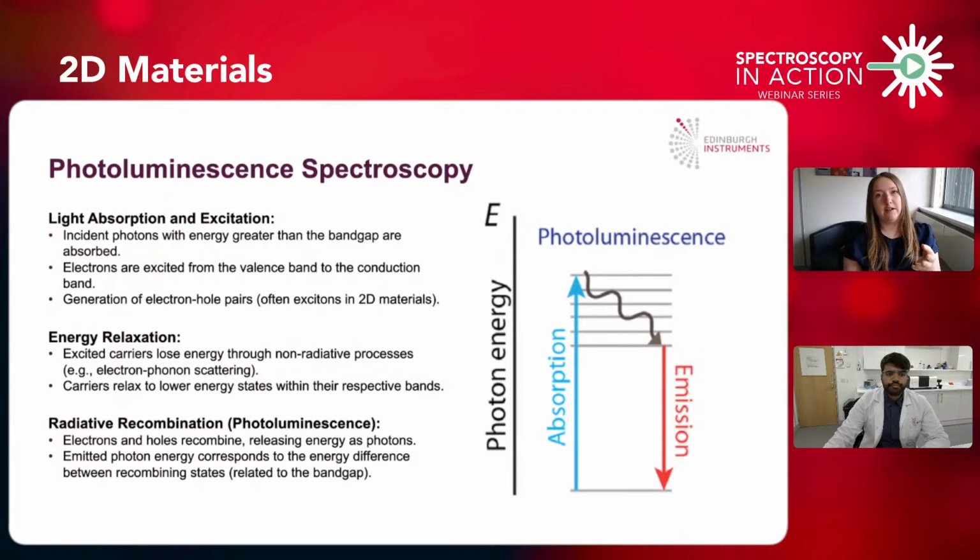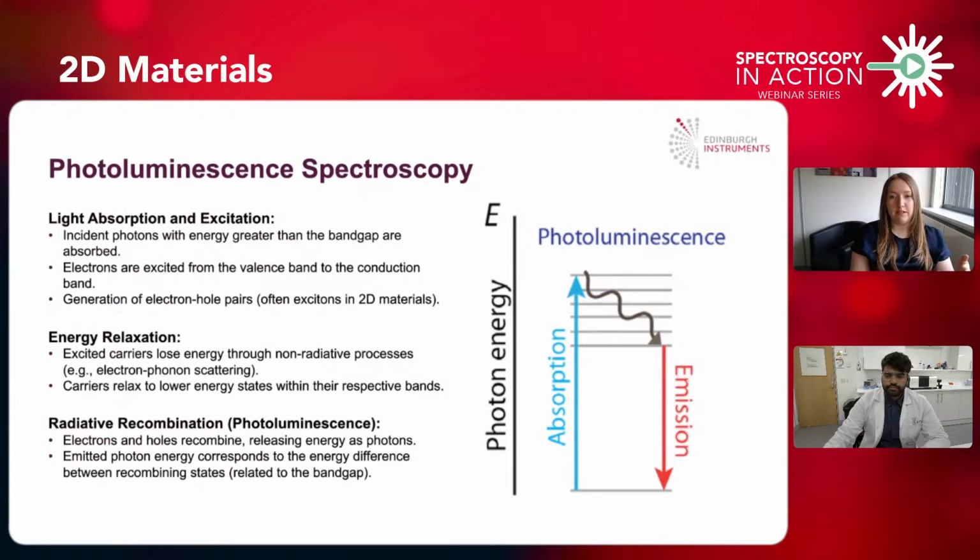Subsequently, these excited carriers will undergo relaxation. They're going to rapidly lose energy through non-radiative processes until they reach a lower energy state. The final step, which is our photoluminescence, is radiative recombination. Here the electrons and the holes recombine and they release some energy as photons.